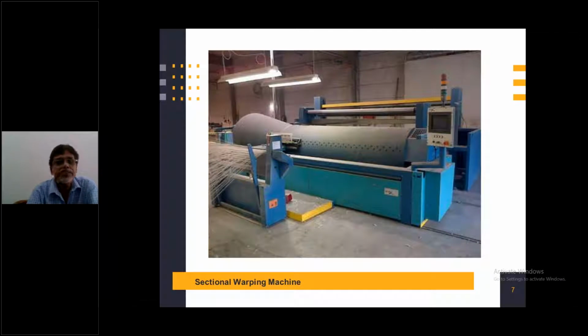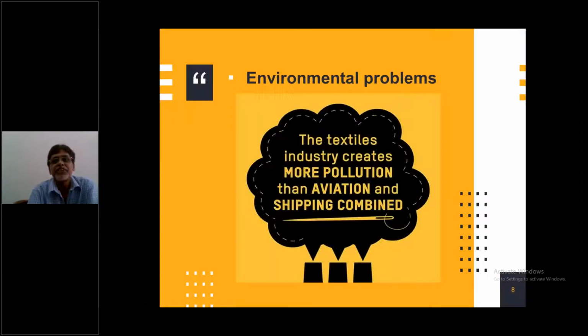Now in this process I will take up entirely different problems as compared to what textile people commonly concern themselves with. That problem is the environmental problem in these two particular machines while they are running. This is just a caption for environment, not much relevance to this particular presentation.